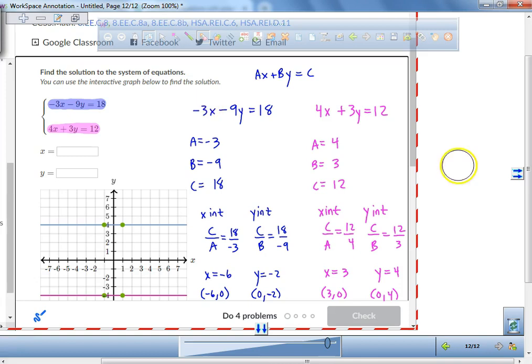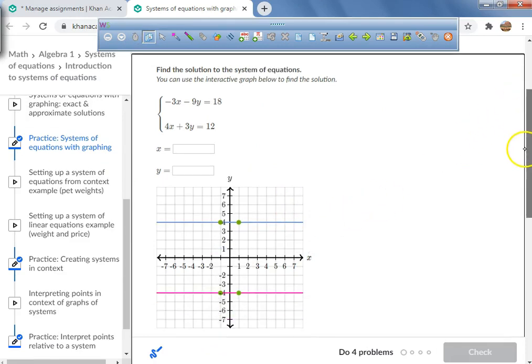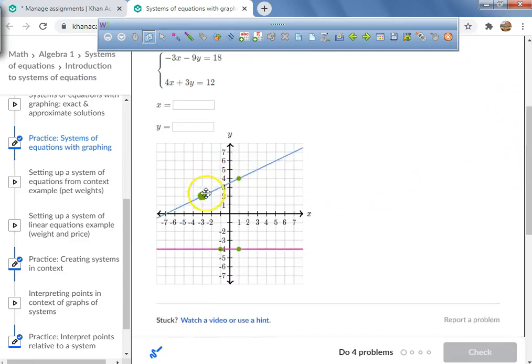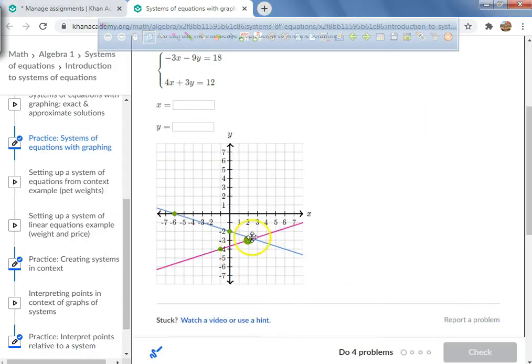All right, so here we go. Let's go ahead and plot these. We got negative 6, 0, and 0, negative 2. So far, so good? I think so. And then we have what? 3, 0, and 0, 4.